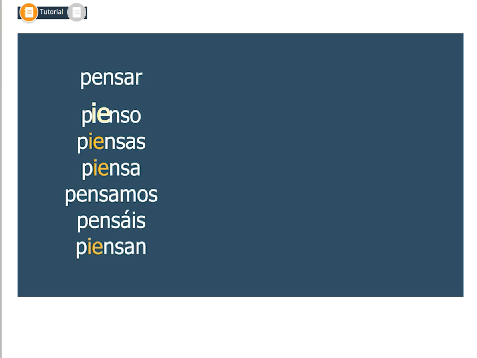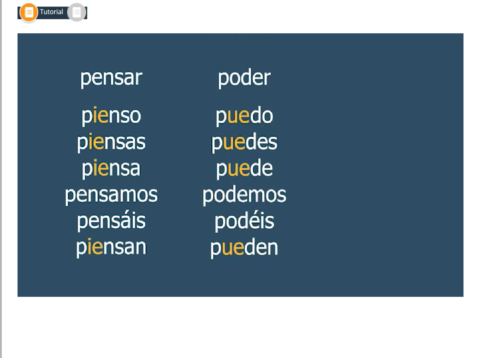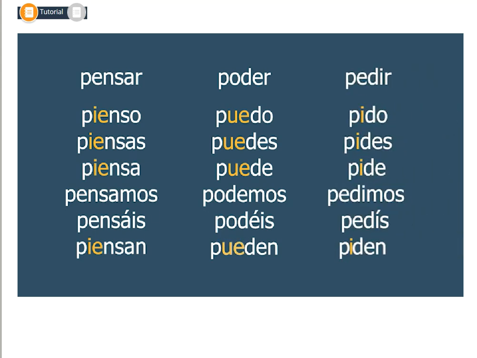Pensar. Pienso. Piensas. Piensa. Pensamos. Pensáis. Piensan. Poder. Puedo. Puedes. Puede. Podemos. Podéis. Pueden. Pedir. Pido. Pides. Pide. Pedimos. Pedís. Piden.